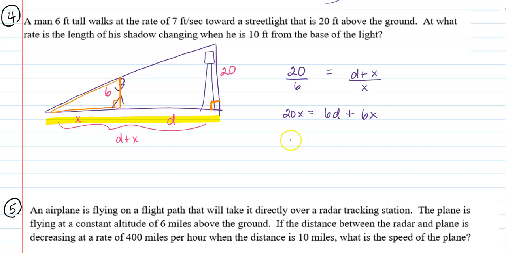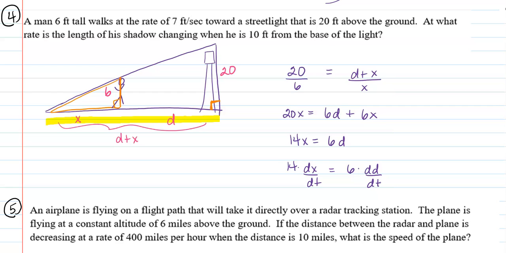And move your x's to one side. So we have 14x is equal to 6d. And now I'm going to take derivatives. So you could have taken derivatives like at this point, but I think that this is a more complicated derivative to do, right? It's a quotient. So what I'm doing is getting my like variables on one side, and then it's easier to take derivatives. So the derivative of 14x will just be 14 times dx/dt equals 6 times dd/dt.